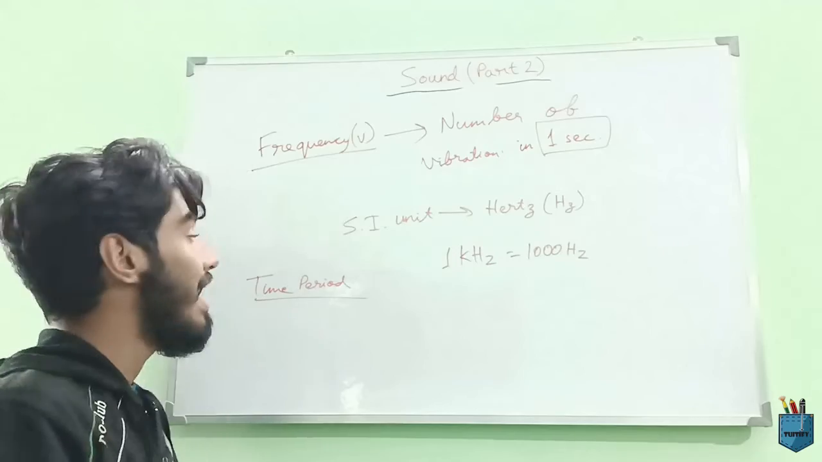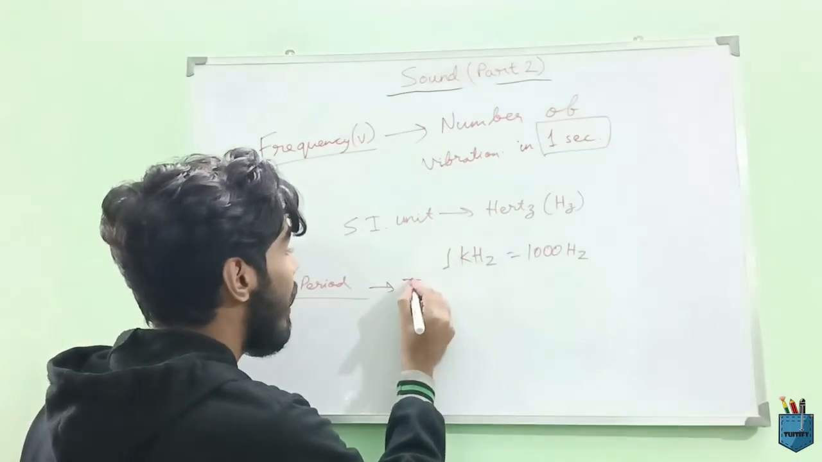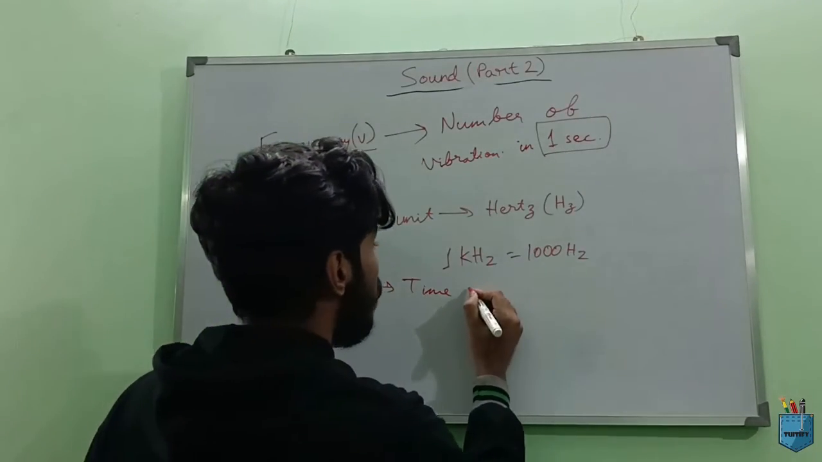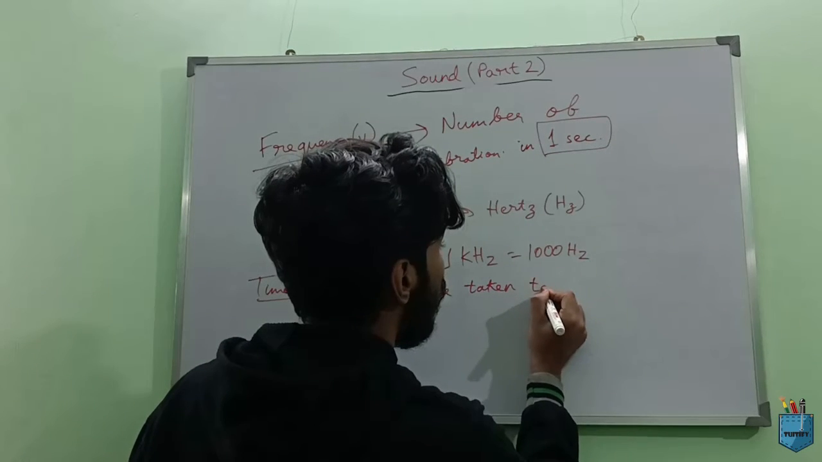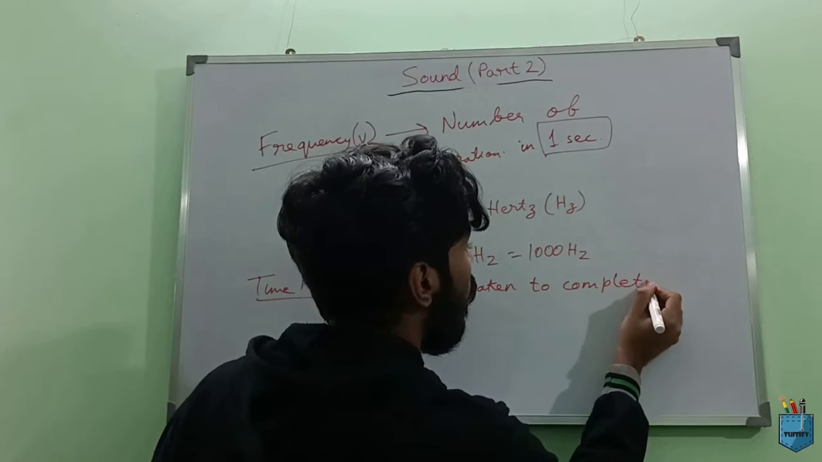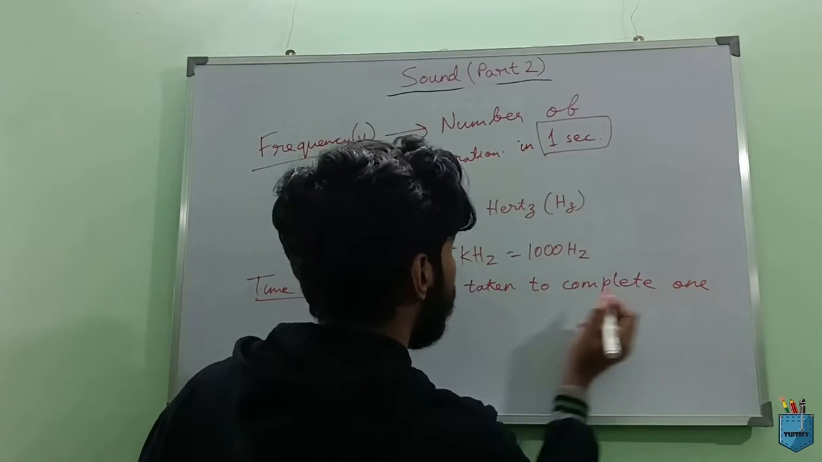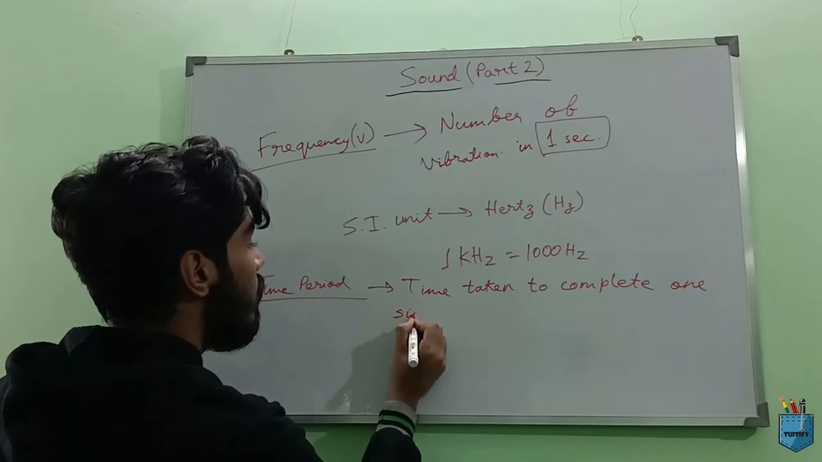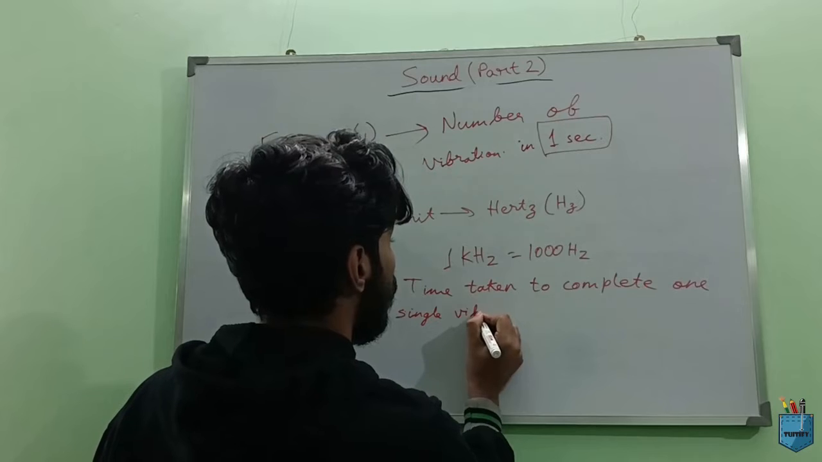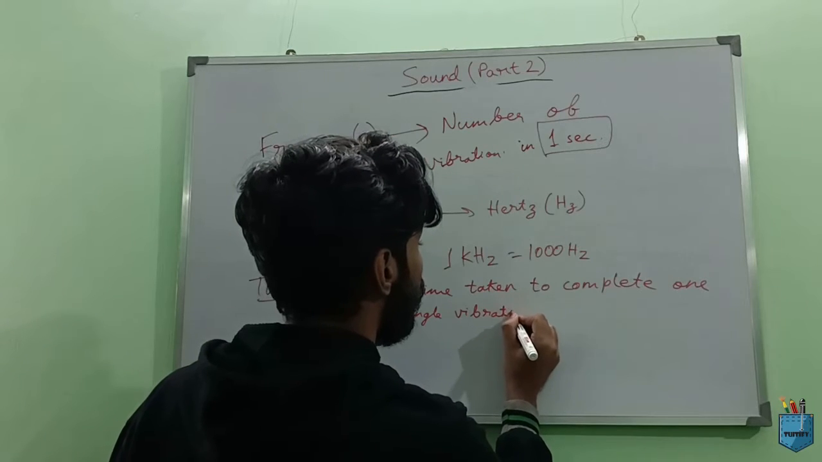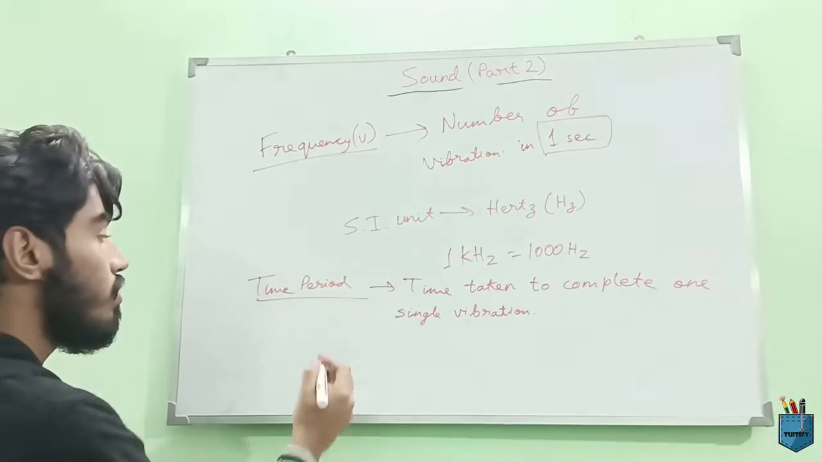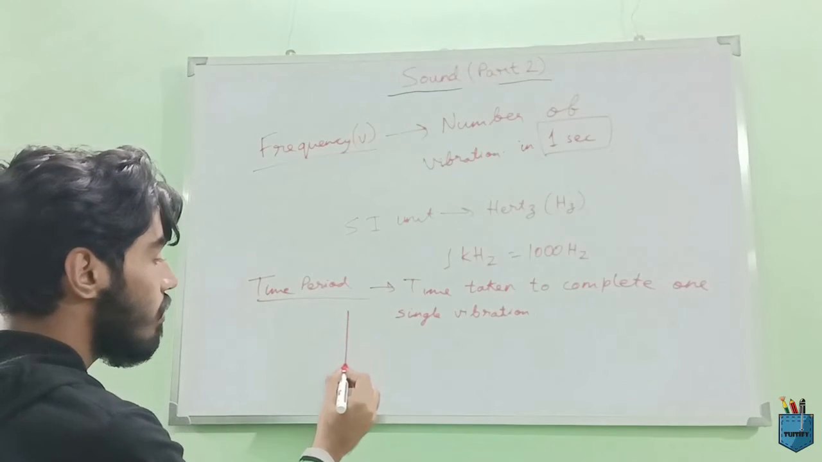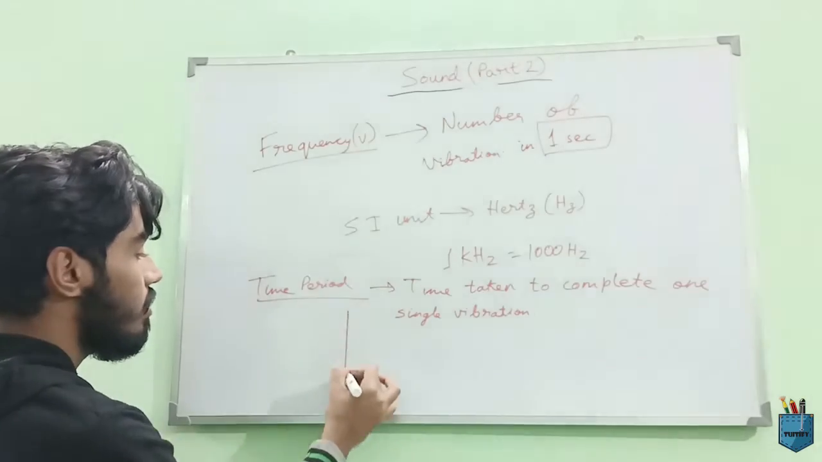Now, time period is simply the time taken to complete one single vibration. So we talk about the time period of a pendulum. If I draw a pendulum, like this is a string and this is a pendulum.